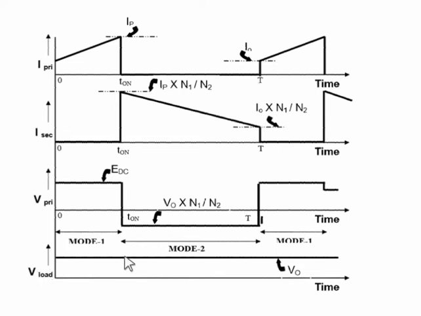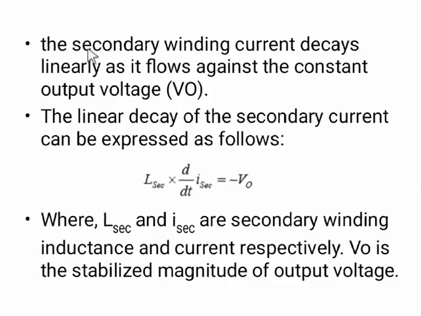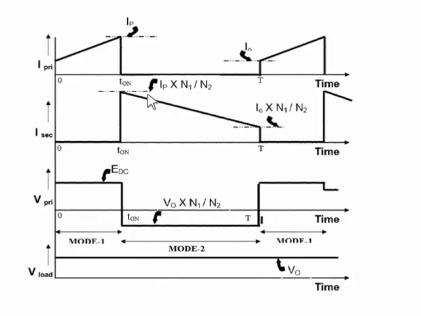But at this portion, this voltage during mode 2 is given both from the source and also from the energy stored in the magnetic field of the transformer. So at this portion power is transferred by the magnetic field. In this mode power is transferred by the capacitor. The secondary winding current decays linearly as it flows against the constant output voltage VO. So the secondary current decreases linearly because the capacitor is discharging.